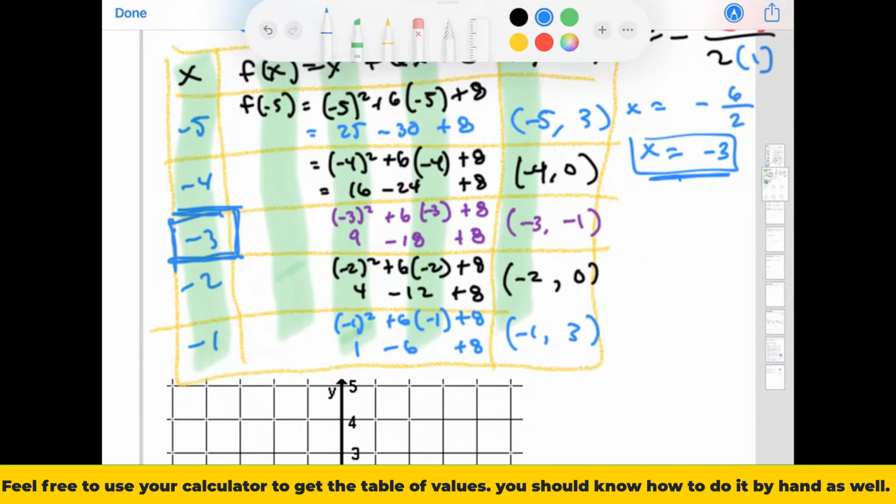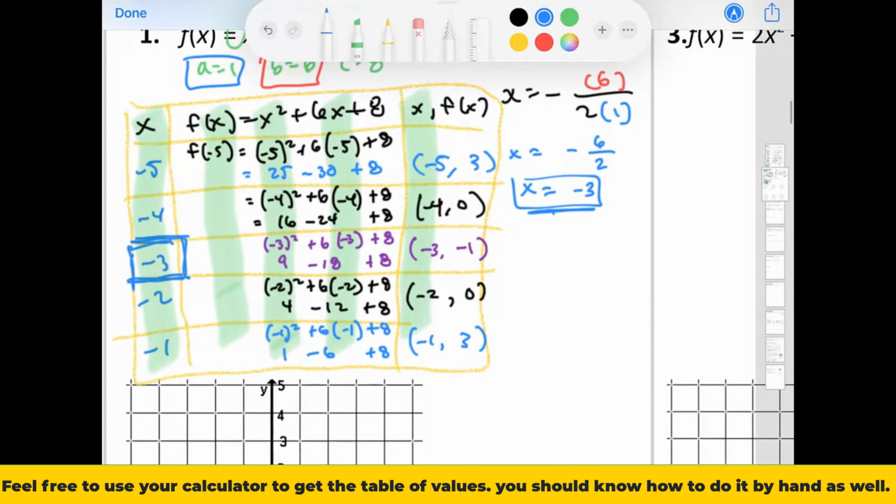And if you find the axis of symmetry, you'll notice that in my last column, all of the ordered pairs that are blue have the same y values. And in the black ones, the y value is 0. So let's go ahead and graph this now.